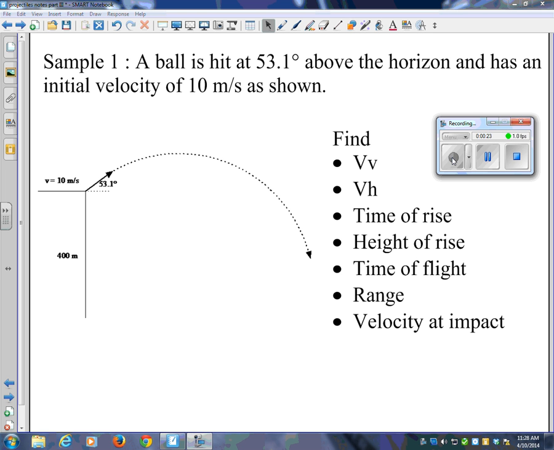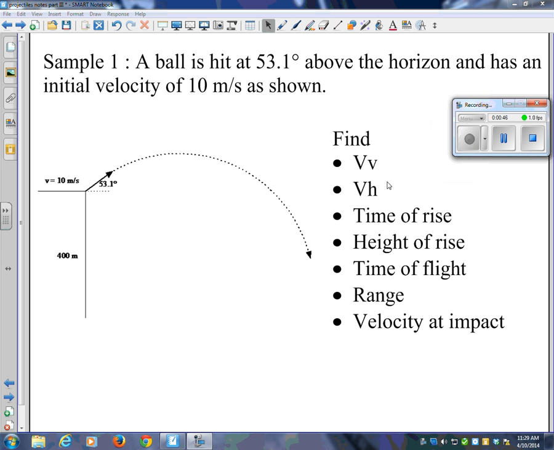Alrighty, so sample number one, I think there's only one, I could be wrong. A ball is hit at 53.1 degrees. Why would I pick 53.1 degrees, do you think? Something to do with cosine or something like that. Well, you'll find out. Above the horizon and has an initial velocity of 10 meters per second, showing them we're off the top of a 400 meter high cliff. So very tall.